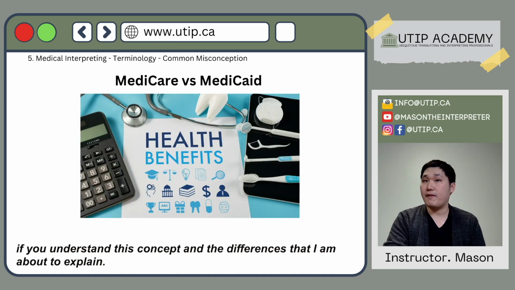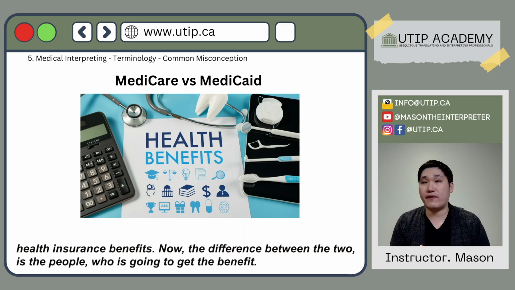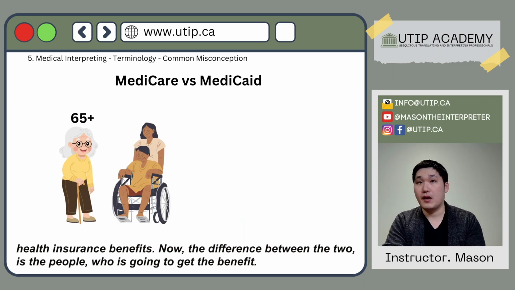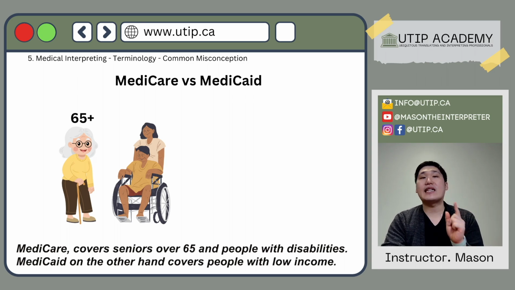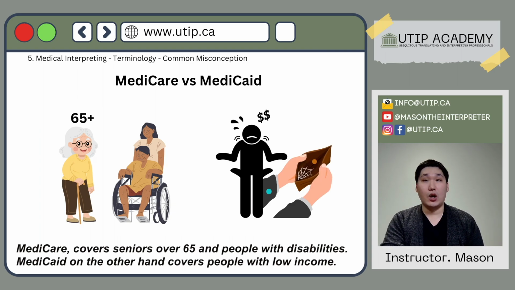That means it will help you a lot if you understand this concept and the differences that I'm about to explain. First thing first, both Medicare and Medicaid are health benefits. It is a program for people so they can get health insurance benefits. Now, the difference between the two is the people. Who is going to get the benefit? Medicare covers seniors, over 65, and people with disabilities. Medicaid, on the other hand, covers people with low income.